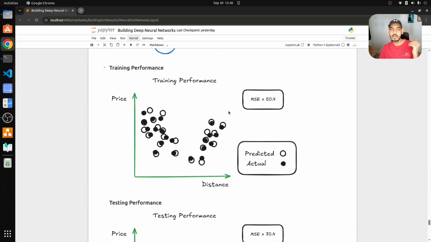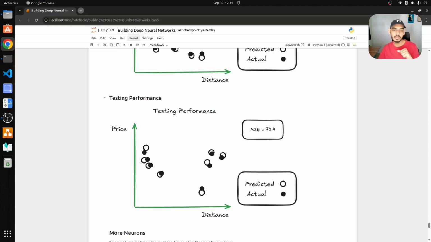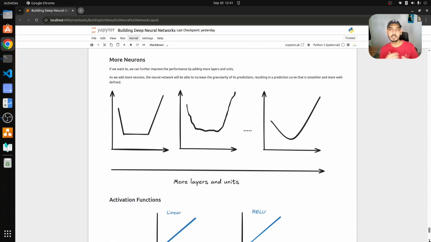Now, once you have trained the model with a non-linear activation function, the MSE reduces to 50.4, and the distance between the predicted values is very small now. Similarly, for the testing phase, we have reduced it to 70.4. If you want to further improve the performance of your model, you can add one more layer and add more units to that hidden layer, and then train the model again.